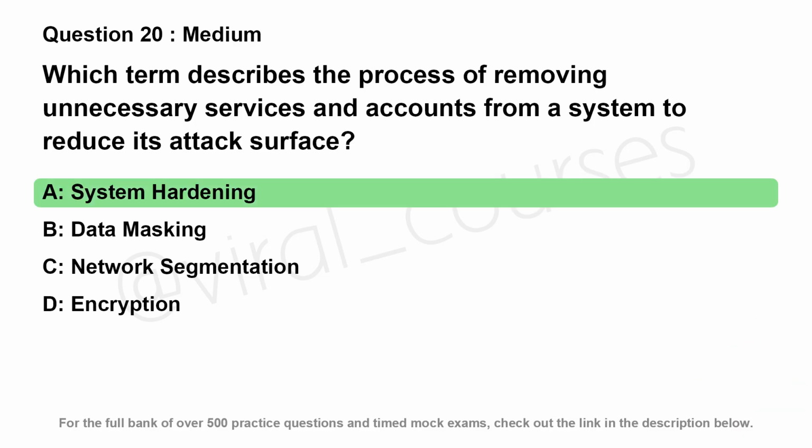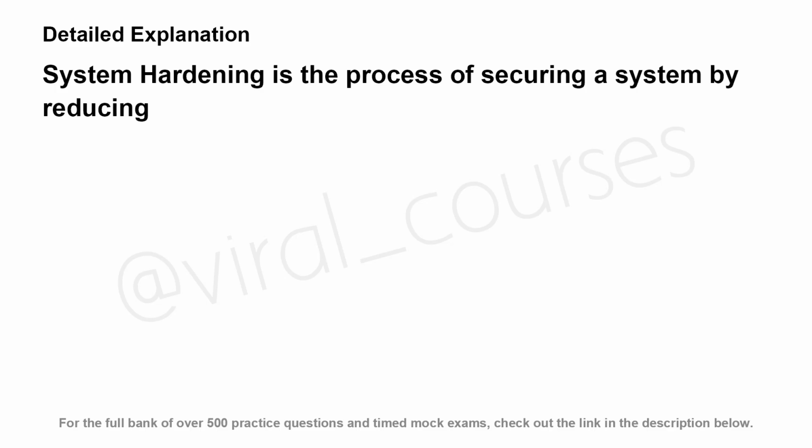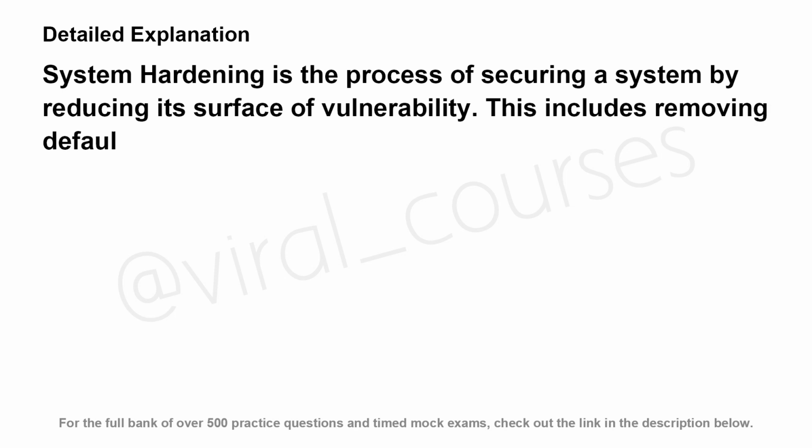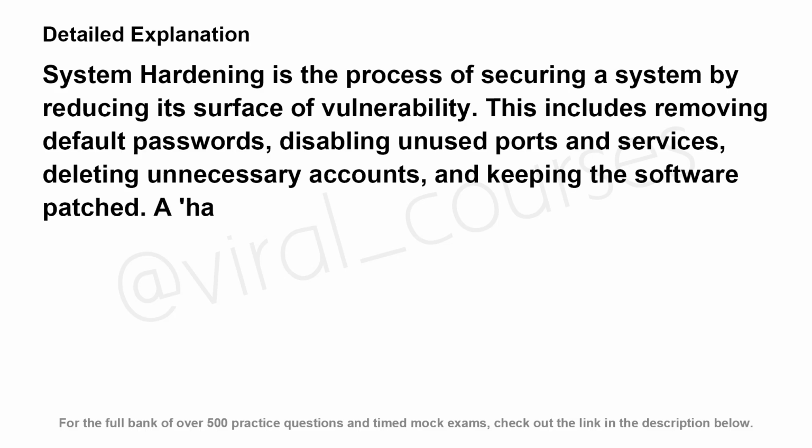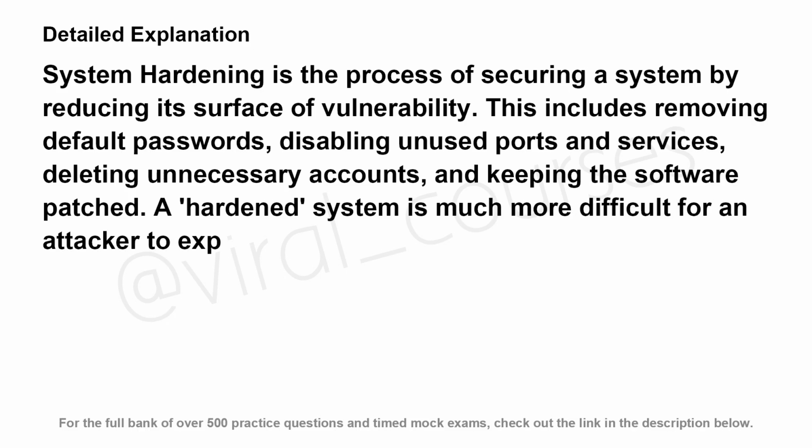The correct answer is A. System hardening is the process of securing a system by reducing its surface of vulnerability. This includes removing default passwords, disabling unused ports and services, deleting unnecessary accounts, and keeping the software patched. A hardened system is much more difficult for an attacker to exploit.